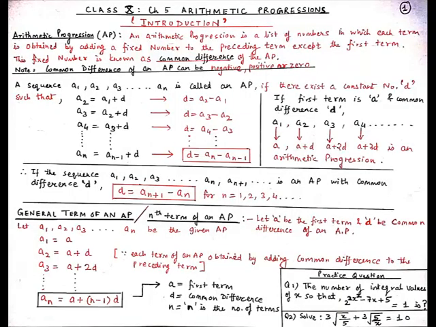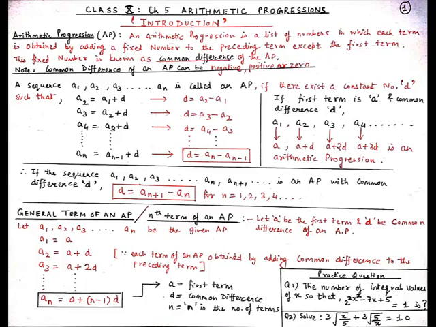Today in this video, we will be doing the next topic of our chapter 5, which is arithmetic progression. In the last video, we studied what a sequence is, which is an arrangement of numbers in a definite order as per a rule. And now, students, an arithmetic progression is also a sequence in which each term is obtained by adding a fixed number to the preceding term except the first term, which means that our first term remains the same. And this fixed number is known as the common difference of the AP.